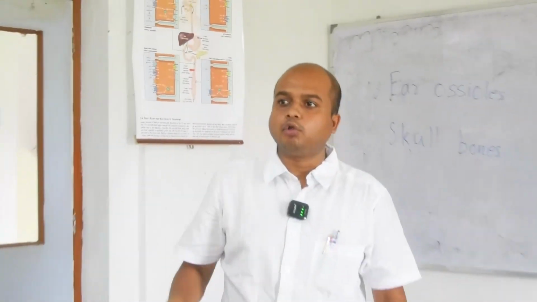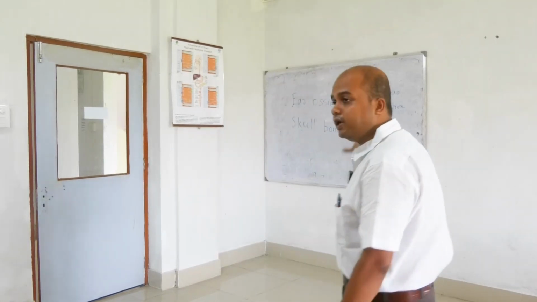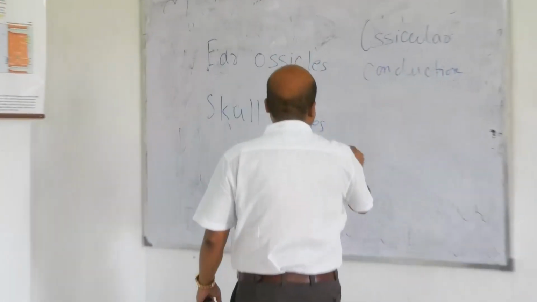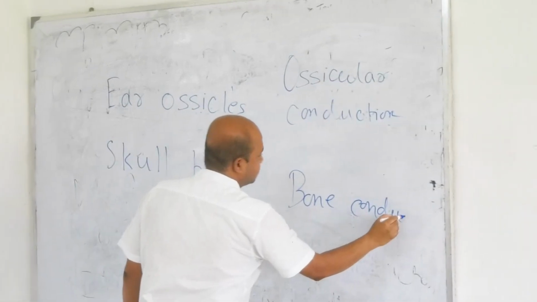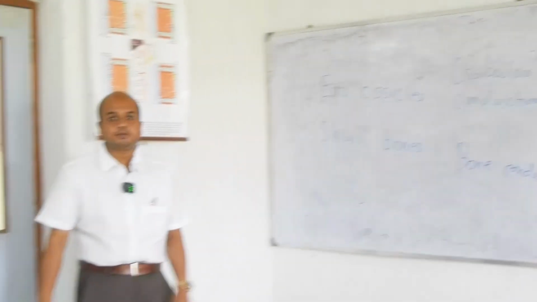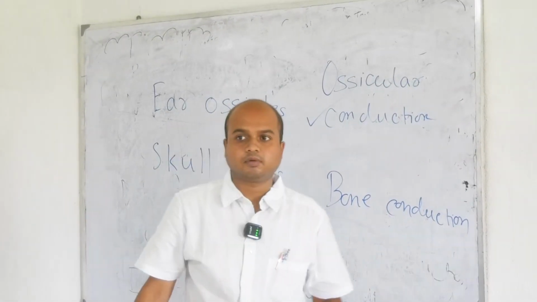Now, sound may also reach through the skull bones. Any vibrations caused in the skull bones will be transmitted as sound into the inner ear through the cochlear part of the vestibulocochlear nerve. That is called bone conduction. But which is primary? Ossicular conduction is primary.